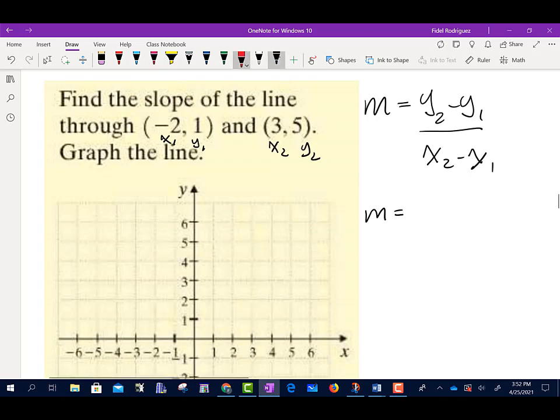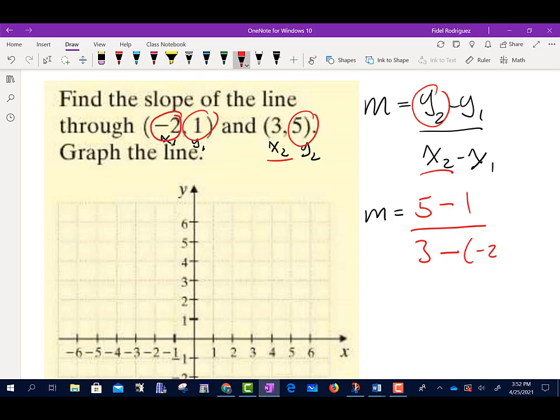Now, we're going to do a little plug and chug. Look, Y2 is 5. There's always a minus, so I'm always going to write a minus. Y1 is the number 1. And then X2 is 3. There's always a minus, so you have to write it down. X1, in this case, is a negative 2. Okay, so 5 minus 1 is 4. Minus and minus become plus, so this is 5.